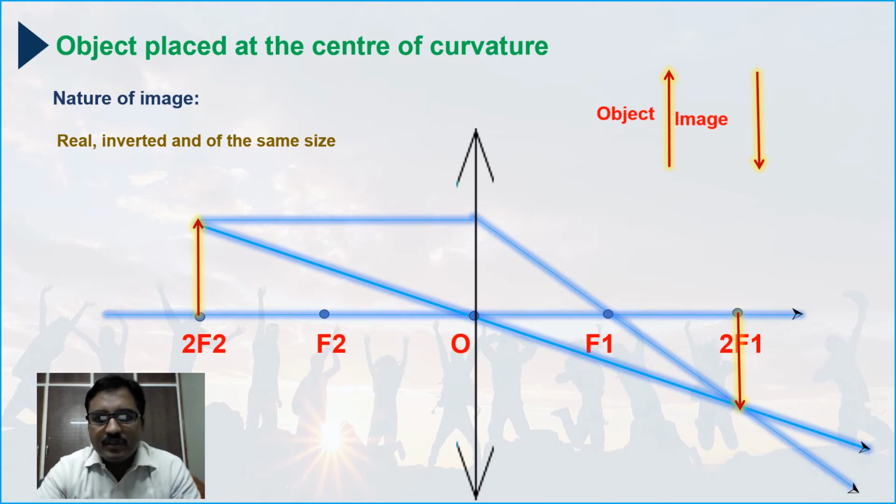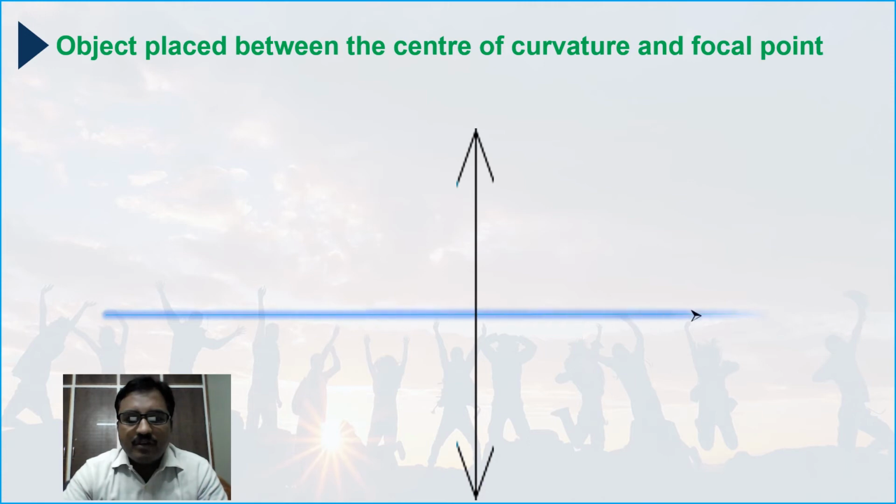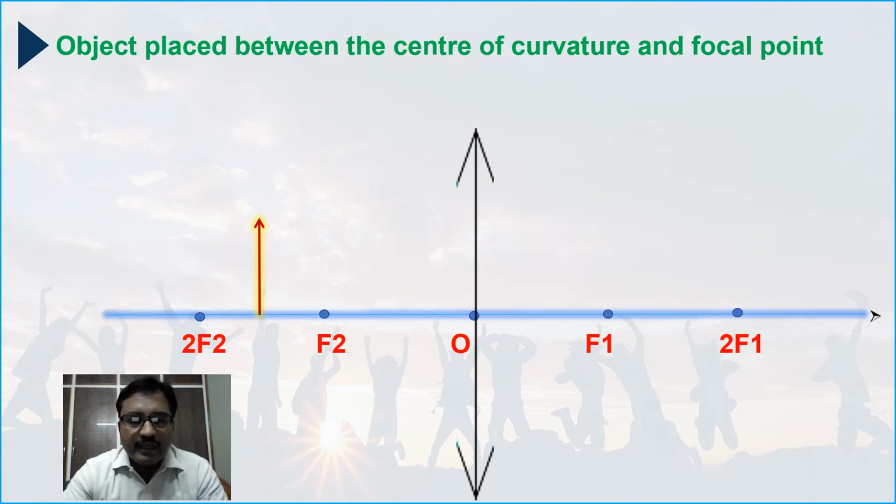So this is about the image formation when the object is placed at the center of curvature. The next position in front of the convex lens is between the center of curvature and the focal point. Now we have to draw the principal axis, and then mark the points on the principal axis. Now take the object between the focal point and the center of curvature.